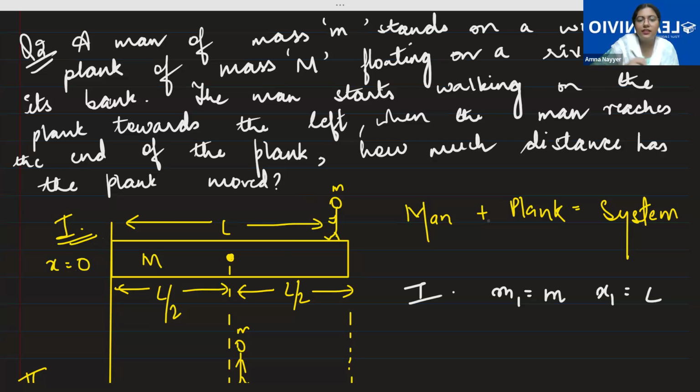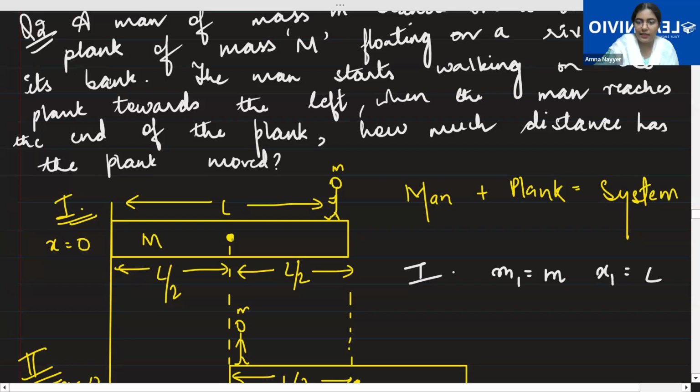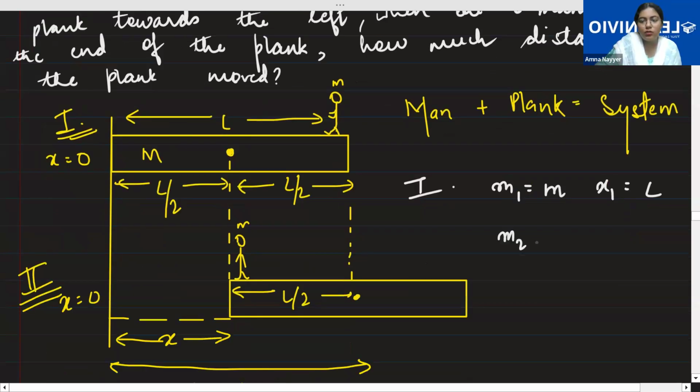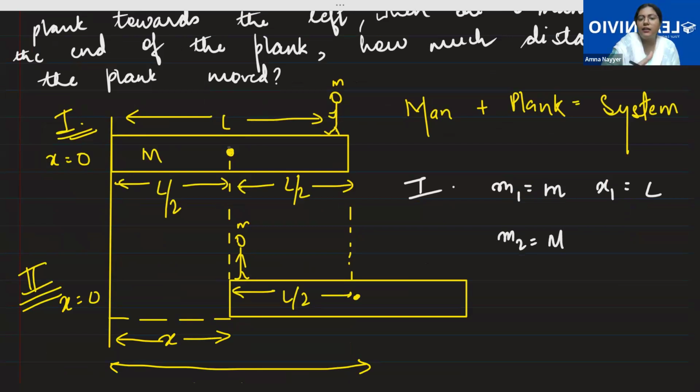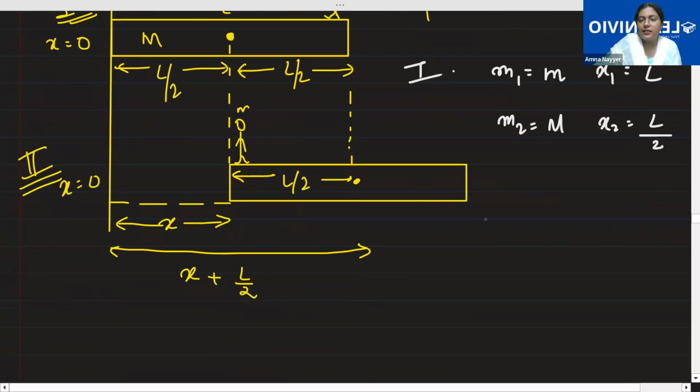I thought you took the middle part as the origin. No, no, that is the center of mass. Remember, we discussed a question where a rod was there of length L. So the center of mass lay exactly in the middle part. So here also the center of mass will be lying there. Now if I calculate M2, this will be capital M. And what's the location of the center of mass for the plank? I cannot take the entire plank. We are not dealing with the whole body. I'll just take its center of mass. So this is located at a distance of L by 2.